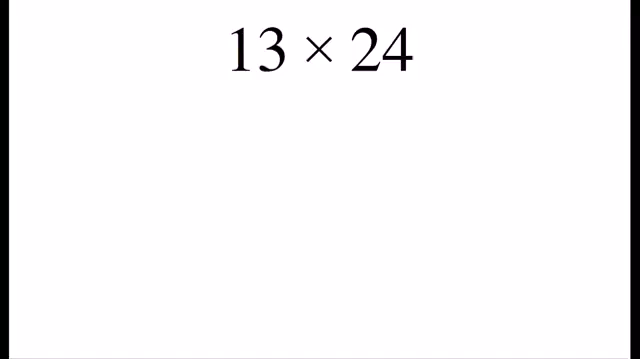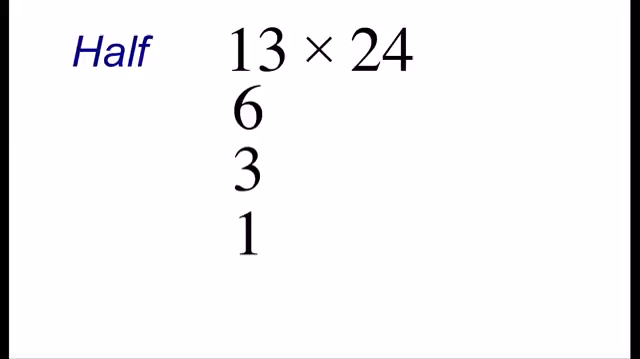So let's do an example of 13 times 24. The method involves 4 steps. The first step is to take the number on the left and repeatedly divide it in half until you get to the number 1. So we'll take 13, when we divide that in half we get 6, and we'll ignore the remainder. When we divide 6 in half we get 3, and when we divide 3 in half we get 1, and we'll ignore the remainder of 1.